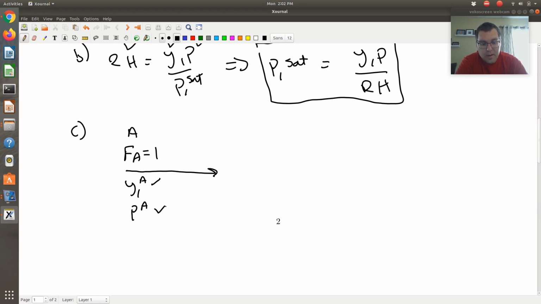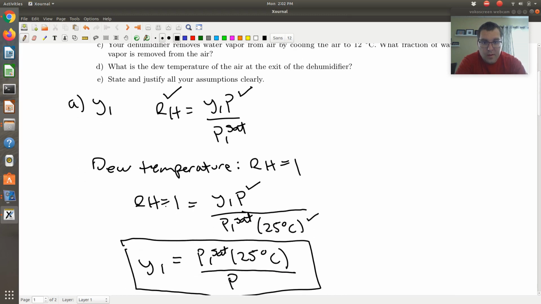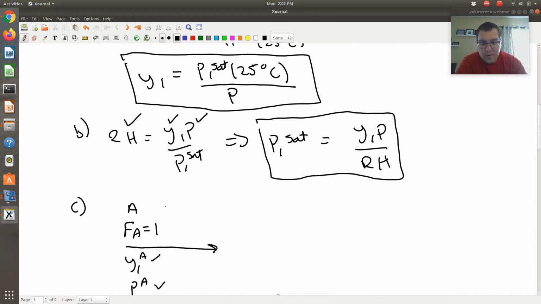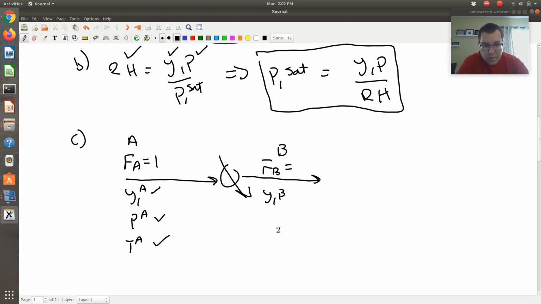P, we're given the pressure. And then we solve for the temperature of A and B, so I know TA as well. Great. So what would happen if I were to cool my system down to a temperature of 25 degrees C? I'm going to cool it down until I get to 25 degrees C. So what will FB be equal to? What is Y1B equal to?